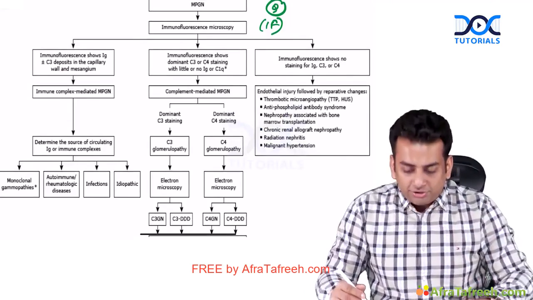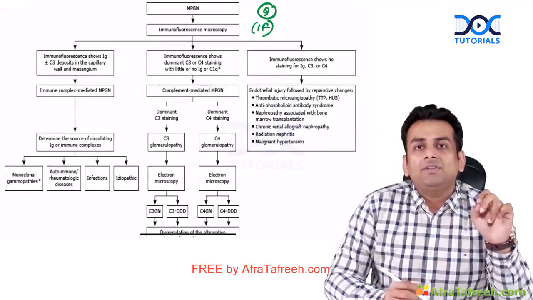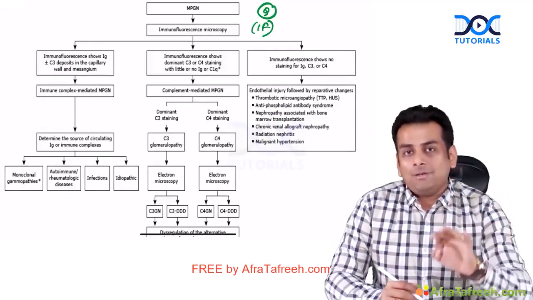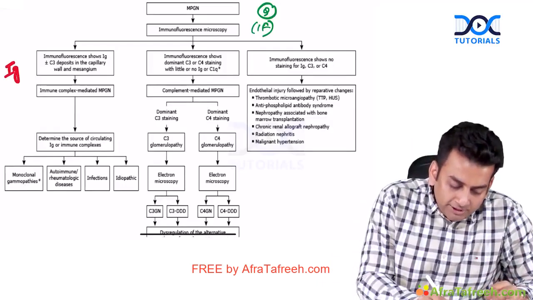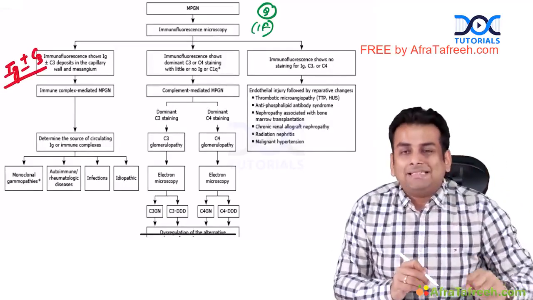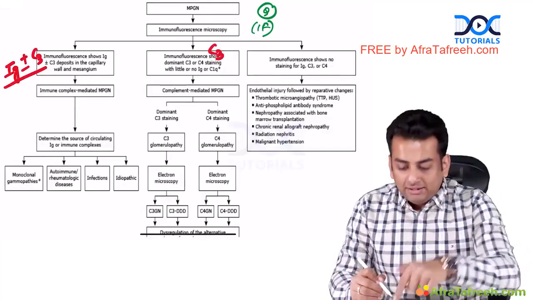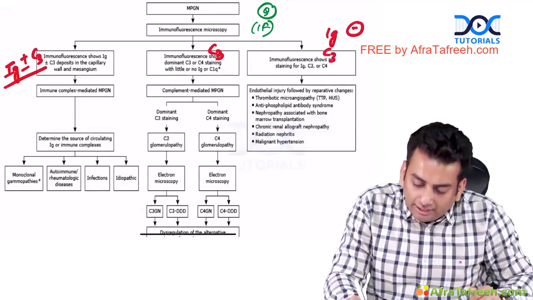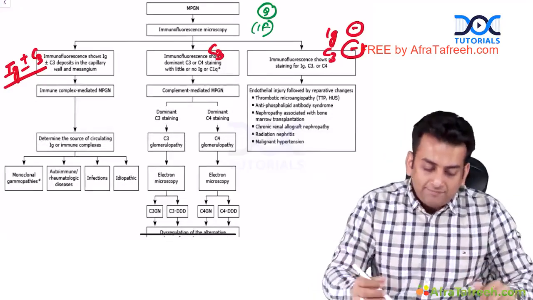So now you will have, the first group will have deposition of both immunoglobulin and complement, because the immune complexes are formed by what? By immunoglobulins and complement. So here you have immunoglobulins plus minus complement. In the second part, you have only complement. And here you neither have immunoglobulin nor have complement.